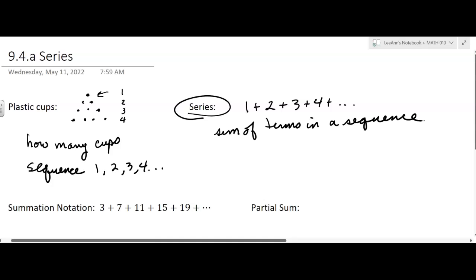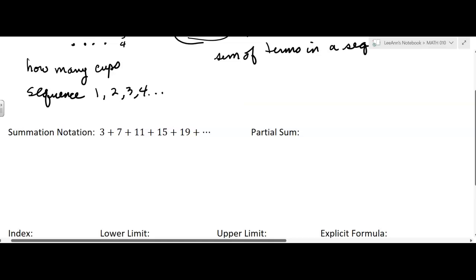Okay. So here's a series, because you're adding those terms up, right? There's a pattern: 3, 7, 11, 15, 19. This looks like an arithmetic sequence. Arithmetic series. I'm going to keep messing that up. I might have misspelled that too. An arithmetic series.